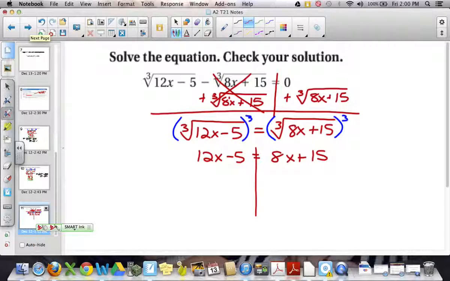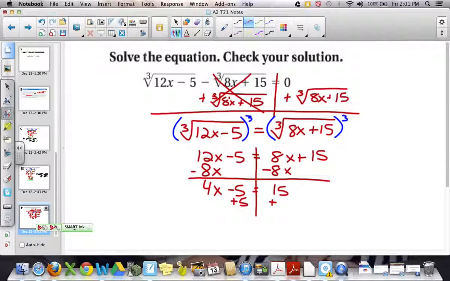So we solve it by getting rid of the x from one side, leaving me with 4x minus 5 equal to 15, and then undoing the operations. So add 5, get 4x equals 20, and then divide by 4 to get x equals 5.